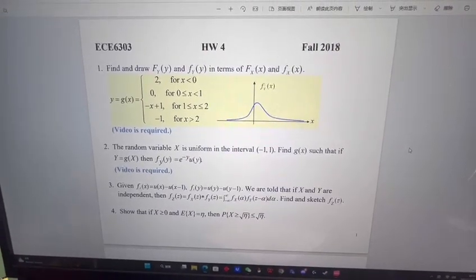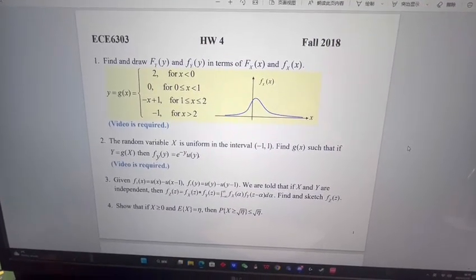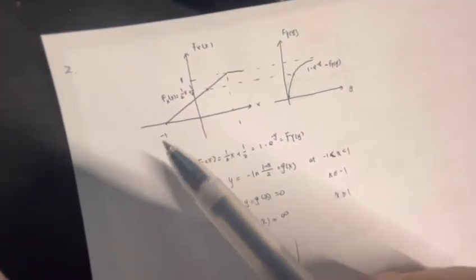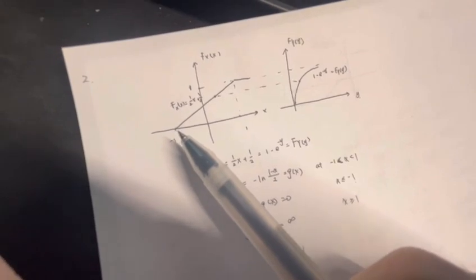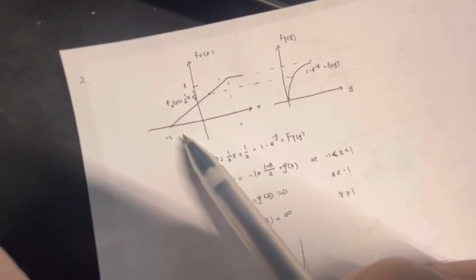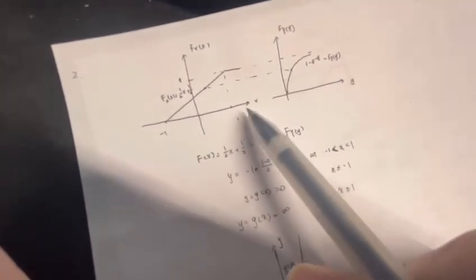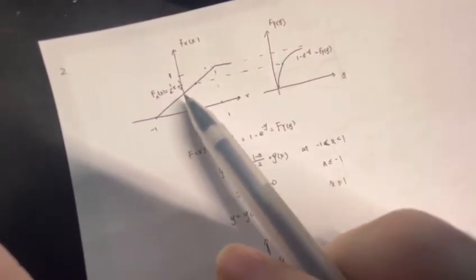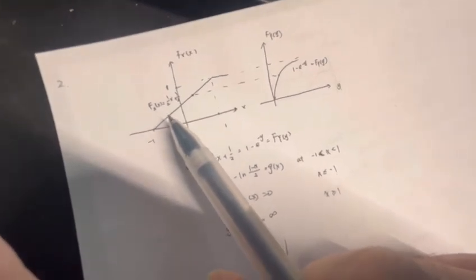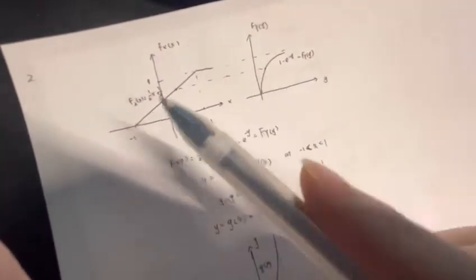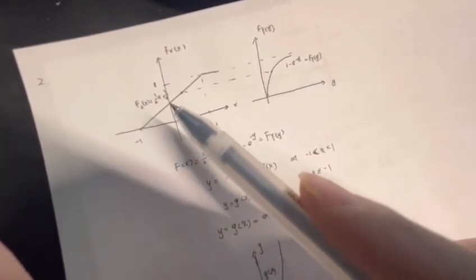Since the question told us that X is uniform in the interval from -1 to 1, we can basically draw the graph of F_X right here, like this. It will start at 0 and end at 1. In the range from -1 to 1, its slope stays the same. So by calculation, we can find that in this range, the function for F_X(x) equals 1 divided by 2 times x plus 1 divided by 2.